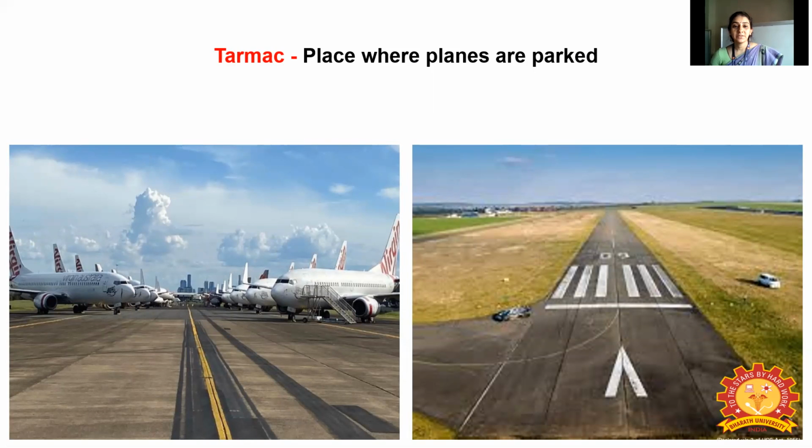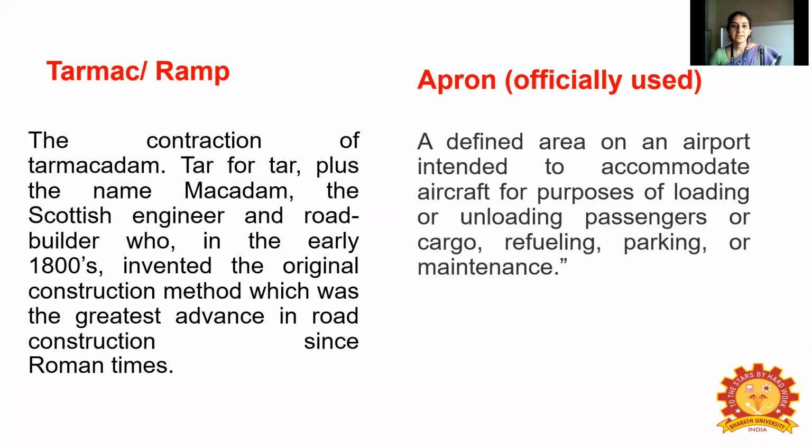Okay, runway is different from tarmac. Runway is only for taking off and landing the flight, whereas tarmac is where they are parked in the airport. And the next one is the terminology. Tarmac and ramp are the terms which are used commonly, whereas apron is the term officially used. The meaning is almost the same. Tarmac has evolved from earlier times. Historically, tarmac was initially established in 1800 based on the invention of a Scottish engineer, and the term came from that. But apron is now used officially by all the technical personnel.